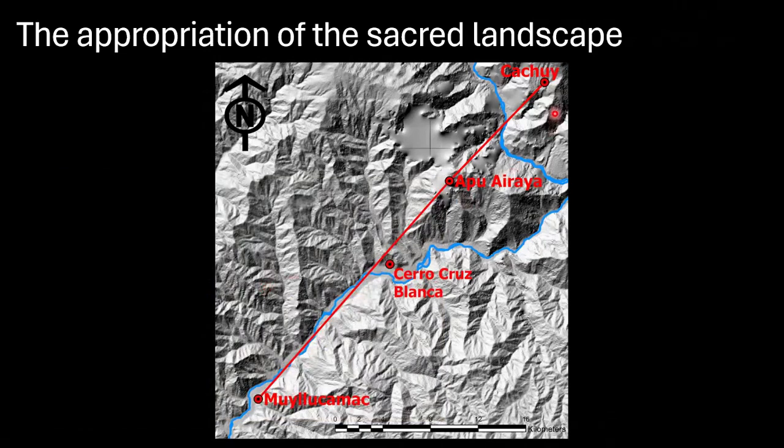Another important thing to notice is that this intervisibility line between Cachuy, Apu Airaya, and Muyucamac is basically a straight line that resembles a lot what Tom Zuidema calls the ceque system, which is this set of lines that connected sacred places around the Tahuantinsuyo.